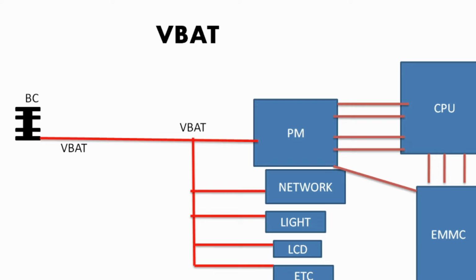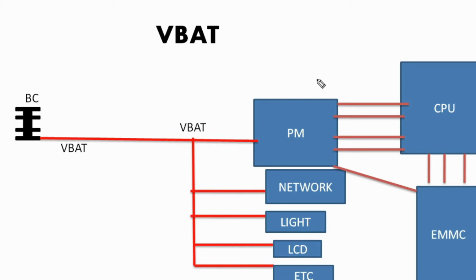Why do we use VPH instead of VBat? What is the weakness in VBat? Earlier in mobile phones, we used VBat power, I mean battery power. When you connect the battery to the battery connector, battery power is delivered to the PMIC, and also to the network, light, LCD and other sections. After that, the PM creates outputs and the CPU and eMMC IC activate.